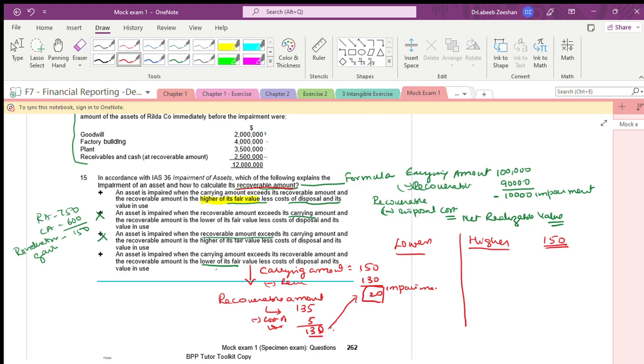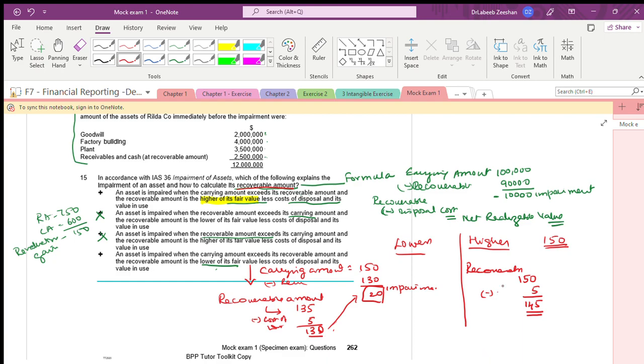Focus: the recoverable amount is nothing but the fair value minus cost of disposal. Here also we take the recoverable amount. We'll take the higher value. We take the value of 150. The cost of disposal is 5. What is the fair value? What is the net recoverable amount? The net recoverable amount is 145.